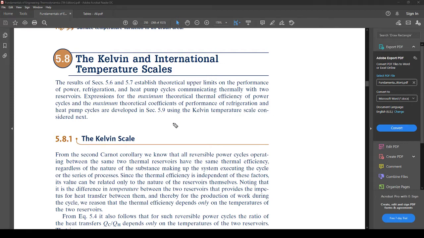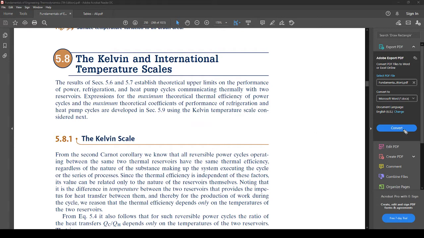It says the results of sections 5.6 and 5.7 establish theoretical upper limits on performance of power, refrigeration, and heat pump cycles communicating thermally with two reservoirs. Expressions for the maximum theoretical thermal efficiency of power cycles and the maximum theoretical coefficients of performance of refrigeration and heat pump cycles are developed in section 5.9 using the Kelvin temperature scale considered next.